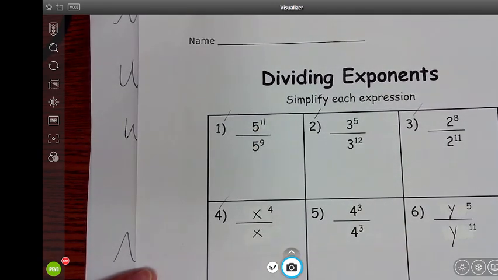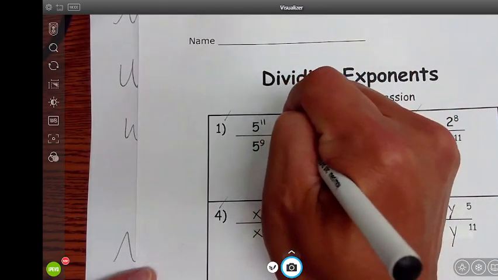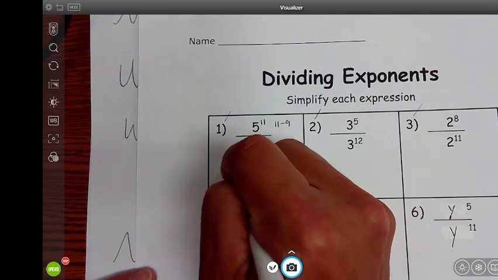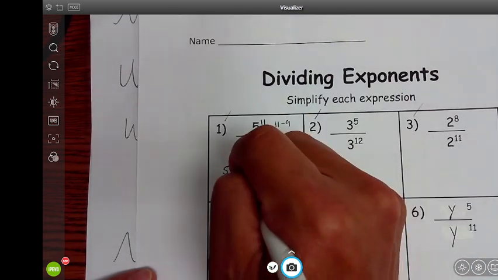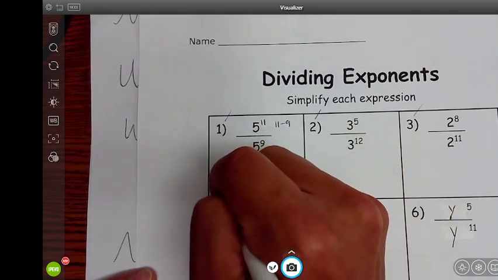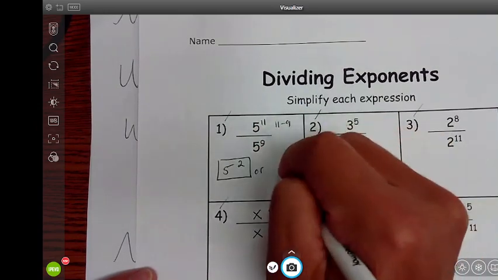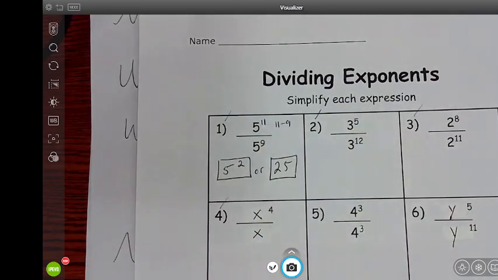You're going to subtract. Okay, so we have here 11 minus 9. We're subtracting. The base is 5, so the base in your answer is going to stay 5. 11 minus 9, well, that equals 2. Okay, so you have 5 squared. You could also put that the answer is, well, what's 5 squared? 5 squared is 25. Right, 5 times 5.